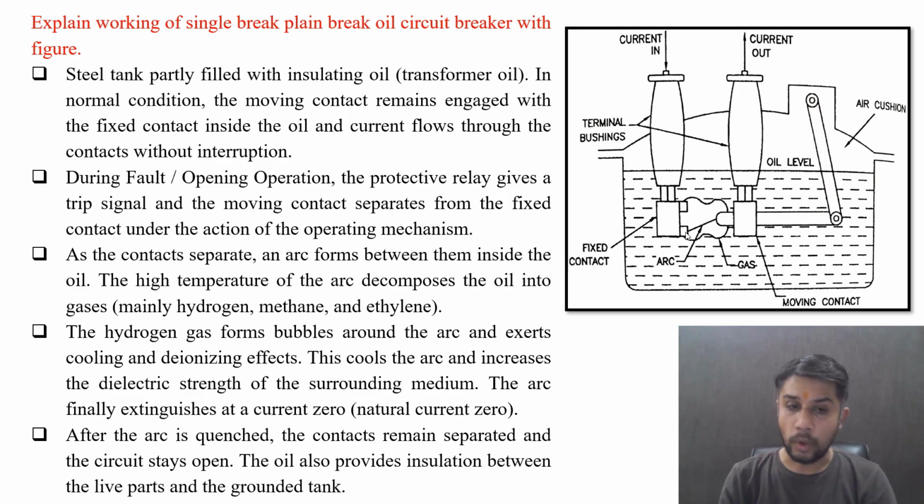After the arc is quenched, the contacts remain separated and the circuit stays open. The oil also provides insulation between the live parts and the grounded tank. So this is how the working of the single break, plain break oil circuit breaker can be understood.